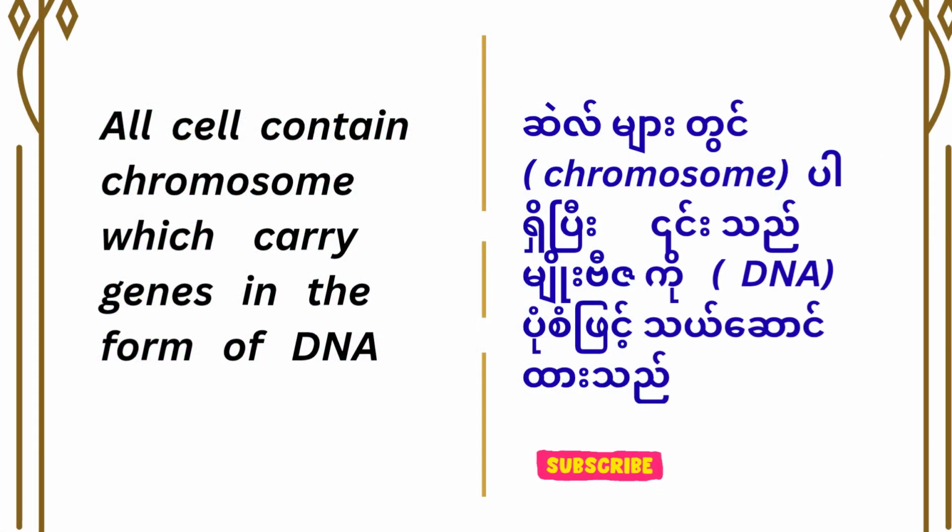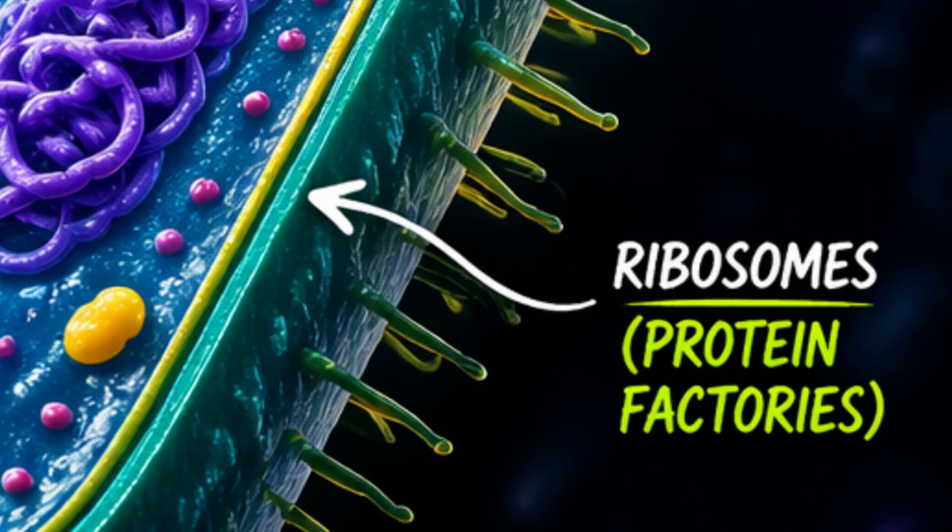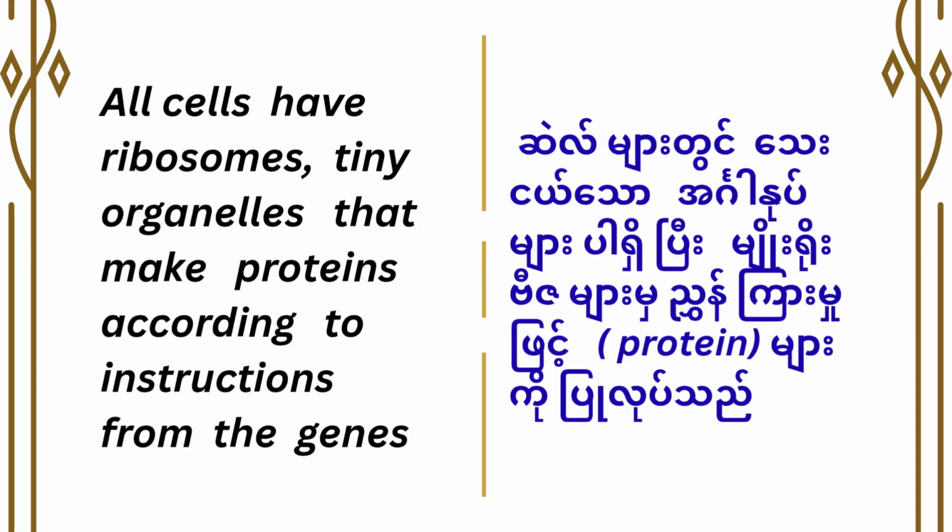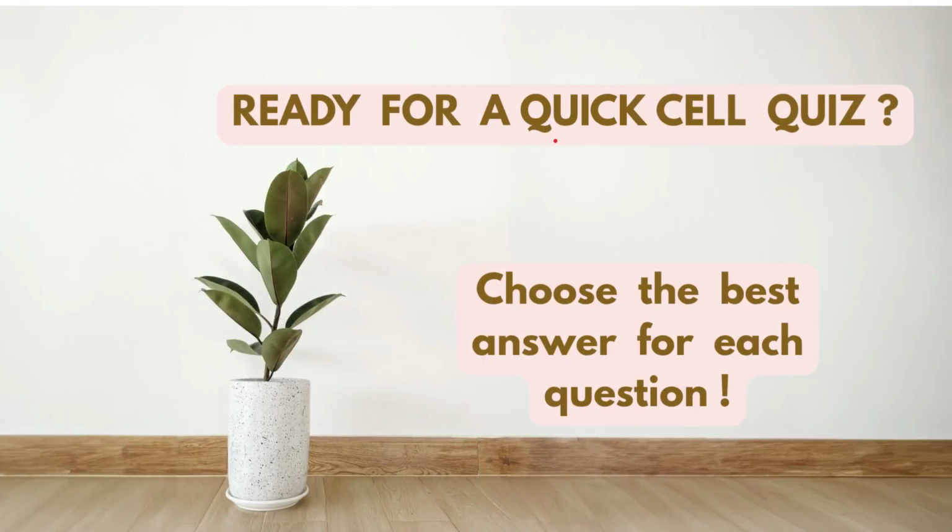All cells contain chromosomes which carry genes in the form of DNA. All cells have ribosomes, tiny organelles that make proteins according to instructions from the genes. Choose the best answer for each question.